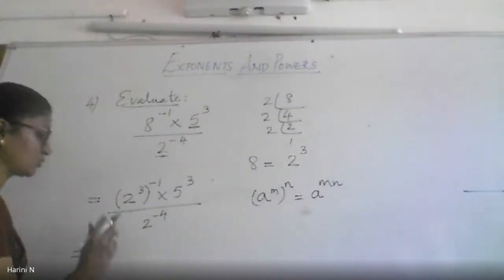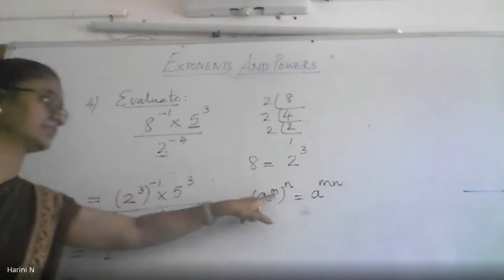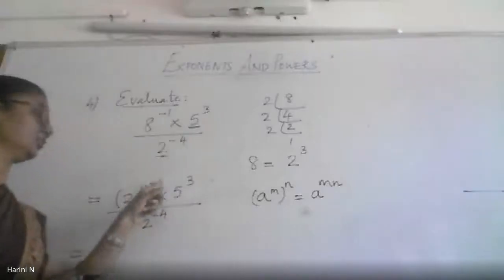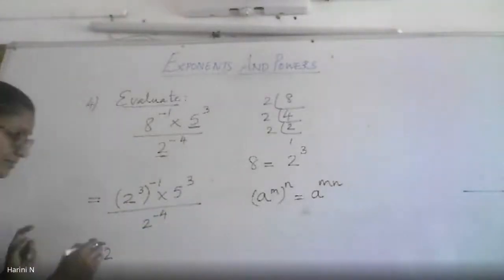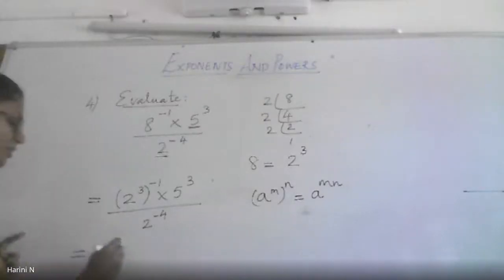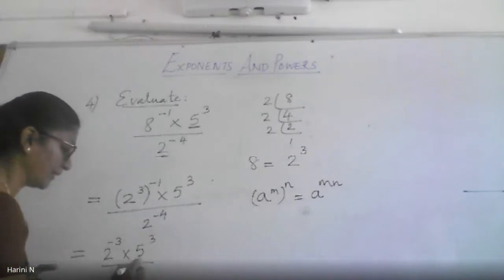So you will write it as 2 to the power 3 into negative 1. What should you get? 3 into negative 1, because your m is 3 and n is negative 1. So a to the power mn means 3 into negative 1. What should you get? Minus 3. Negative 3. So it has become 2 to the power negative 3 into 5 to the power 3 divided by 2 to the power negative 4.